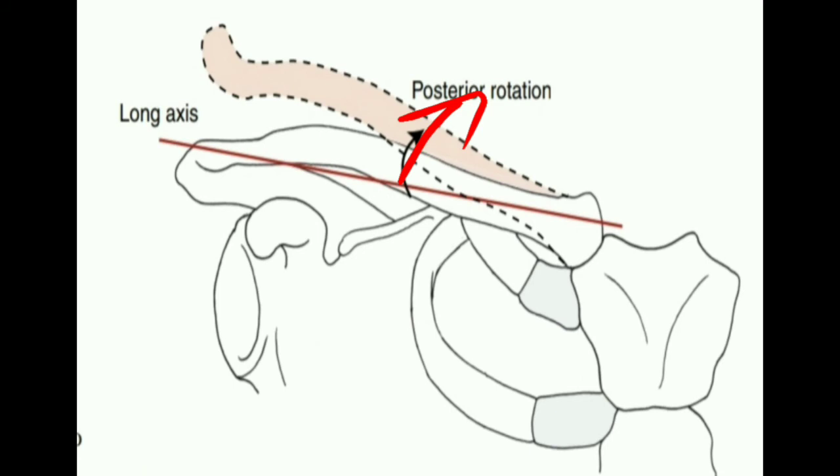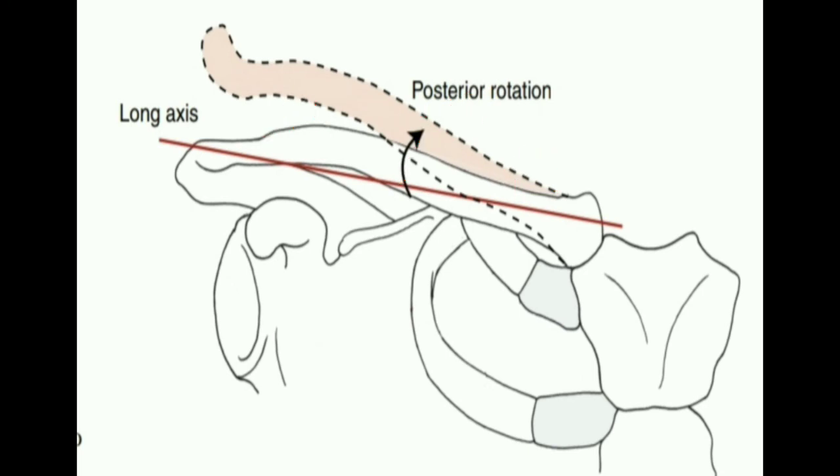What is happening in the posterior rotation? The inferior surface of the clavicle is actually coming anteriorly. So here you can see in this picture, when the posterior rotation occurs, the inferior surface of the clavicle will move anteriorly like this. That is the posterior rotation.